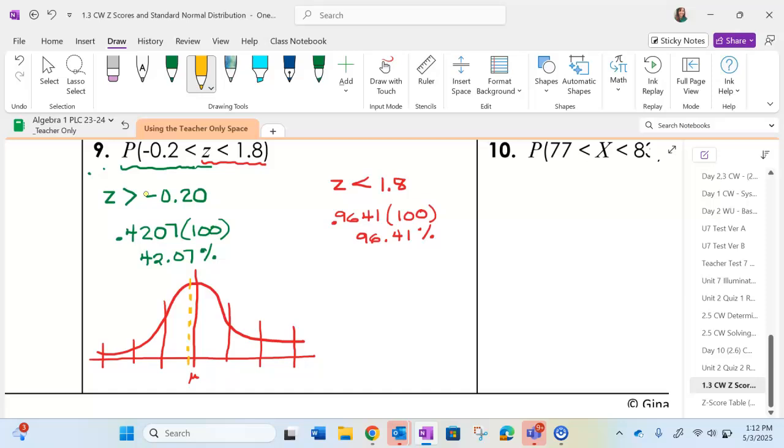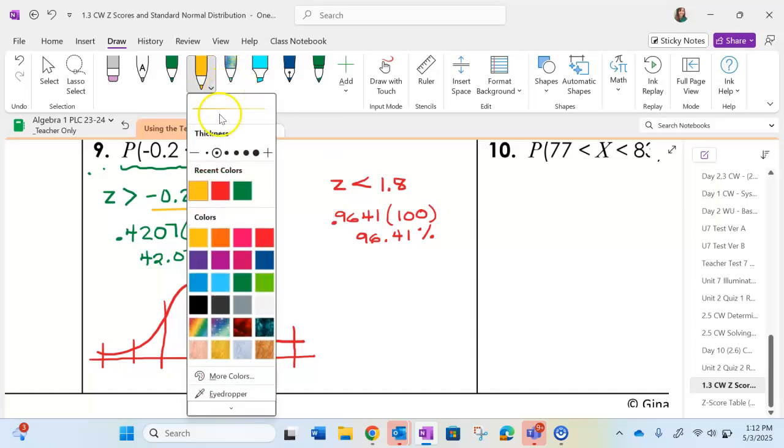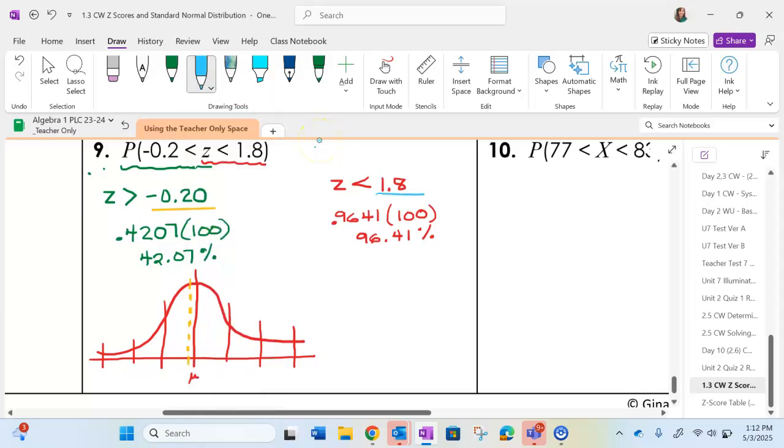Okay? That is the green side. That's this one. And now I'm going to draw on this side. Let me get a different color also. Let's do light blue. So now I'm going to do this one, 1.8, which means I'm going to go almost to 2. So we'll say this is 1.8. Okay? And that's this one.